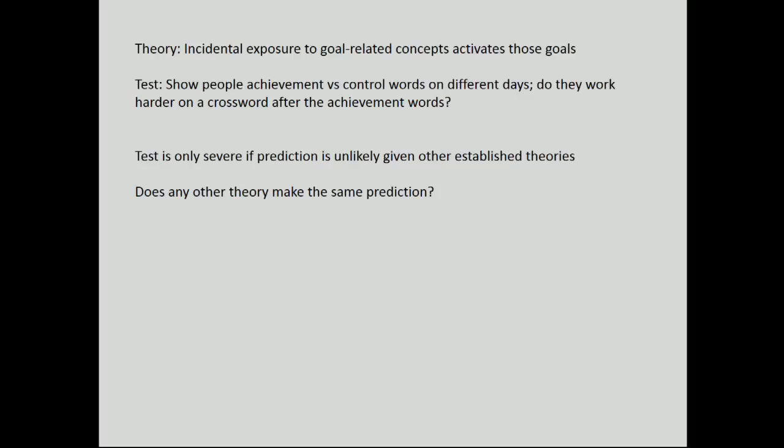So you say, okay, what I'm going to do is show people some achievement words. We'll flash up victory, gold medal, and so on, or control words on different days, and we see if they work harder on a crossword after the achievement words. This will be the test. So what a test being severe means is that the prediction needs to be unlikely on other established theories. In other words, there's no other established theory that would predict the same results.